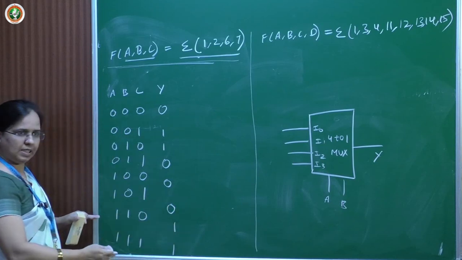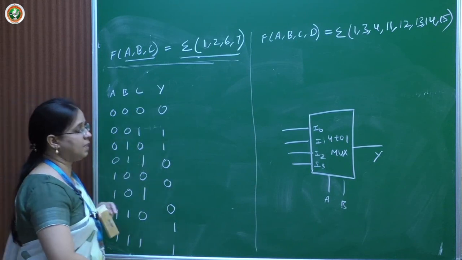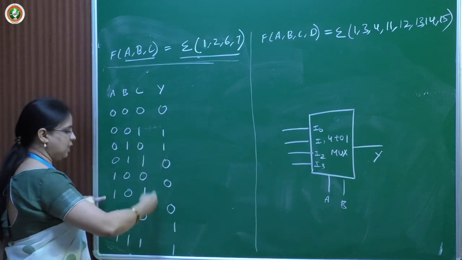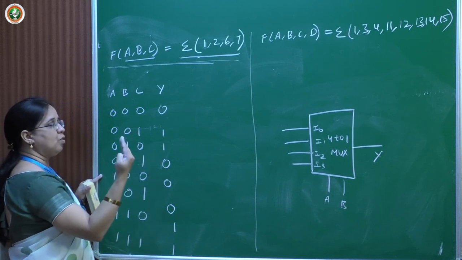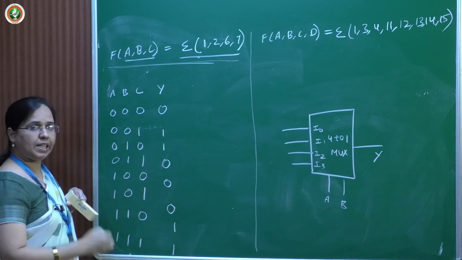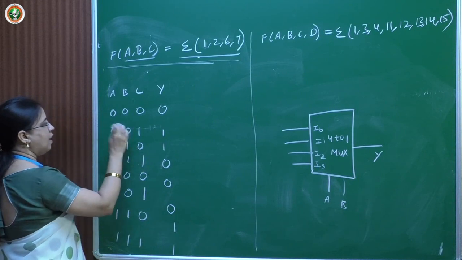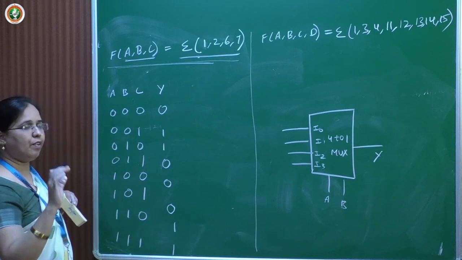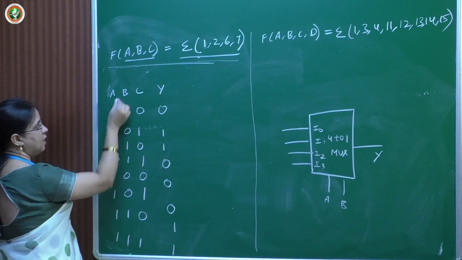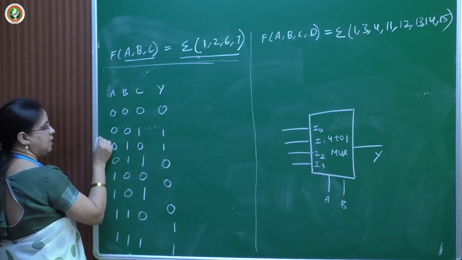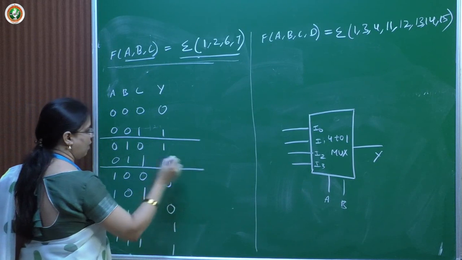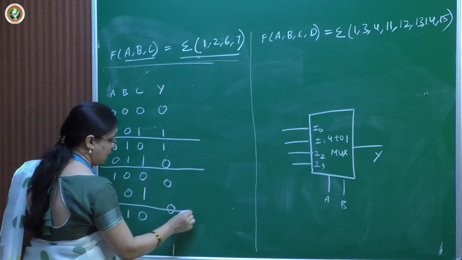So now this logical expression must be realized using 4 to 1 multiplexer. To do that, I have to convert this 3 variables truth table into 2 variables truth table. I have to group the rows in such a way that A and B values are same for 2 rows. I have to make these 8 rows into 4 groups. If I see AB, both of these rows are having AB as same value. So I am going to put one line after this. Similarly, AB 01 value, I am going to put one more line after this and here.